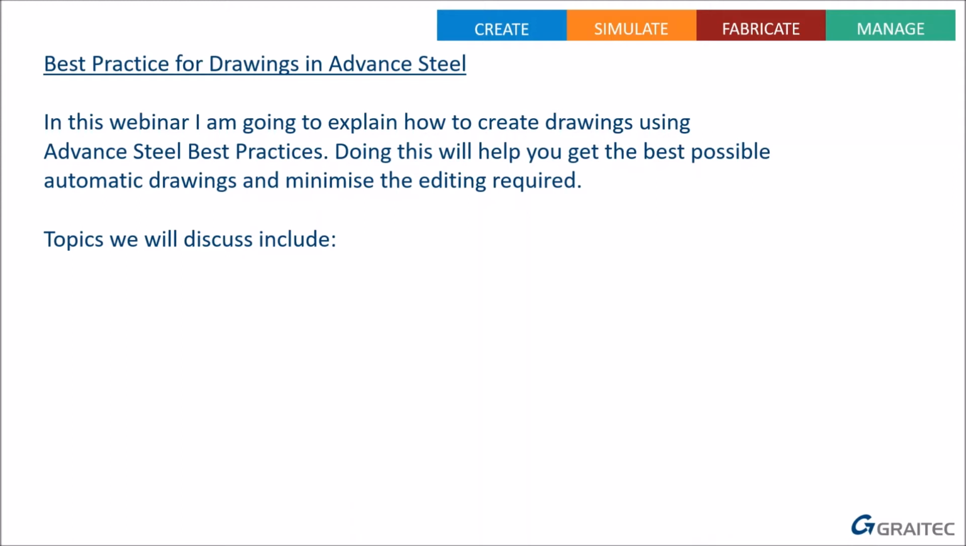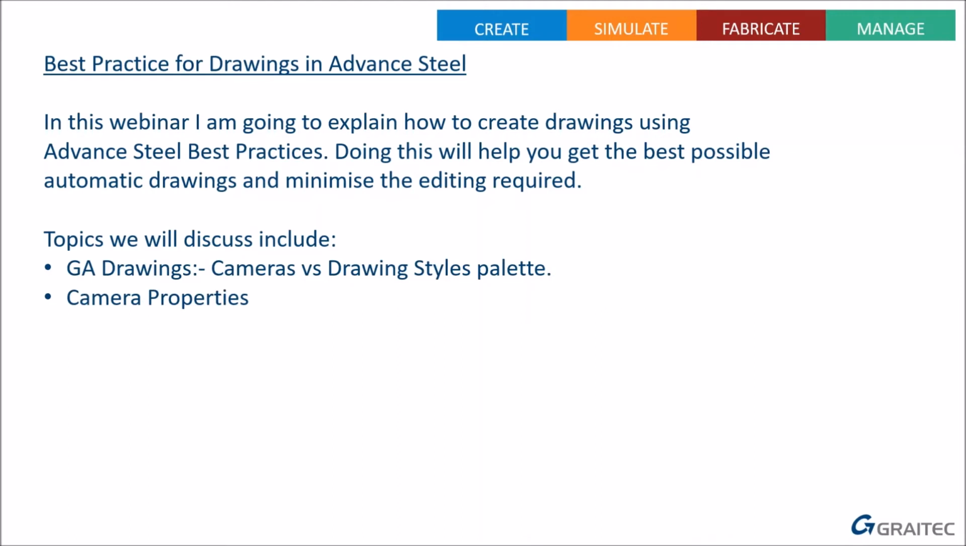So I'm going to discuss and mention things like, should you use cameras or should you use the drawing styles palette to create your GA drawings? If you're using cameras, what do all those properties mean and how do you get the best out of them? I've got one little note about drawing numbers, how you can keep those in sequence and make sure things don't go haywire.